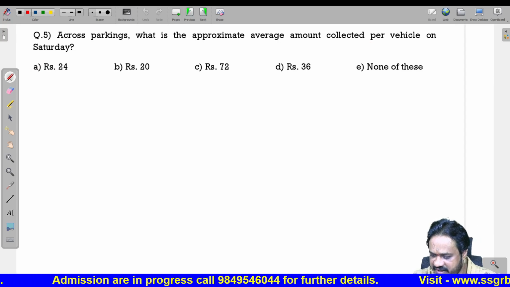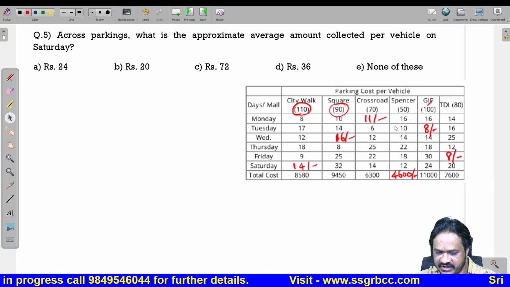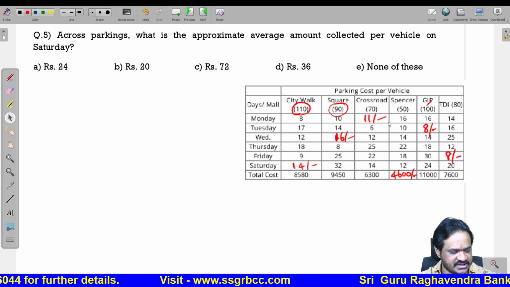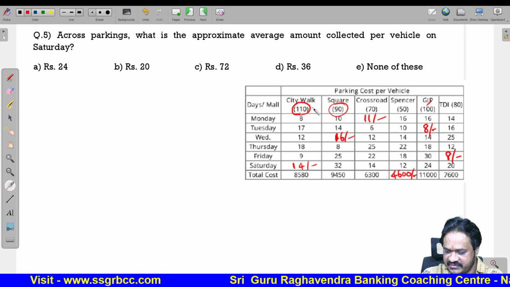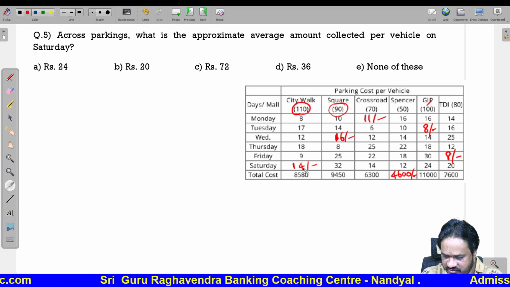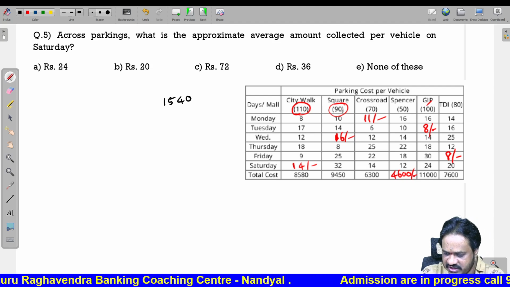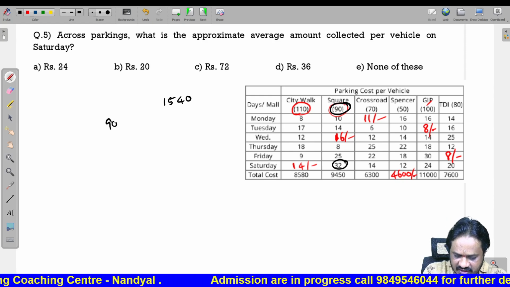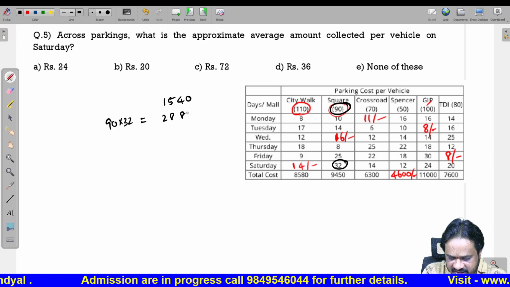Across the parkings, what is the average amount collected per vehicle on Saturday? We have to take only Saturday. So how to take? See, first City Walk, 110 into 14, that is 1540. Then Square Mall, 90 into 32, that will give 2880.